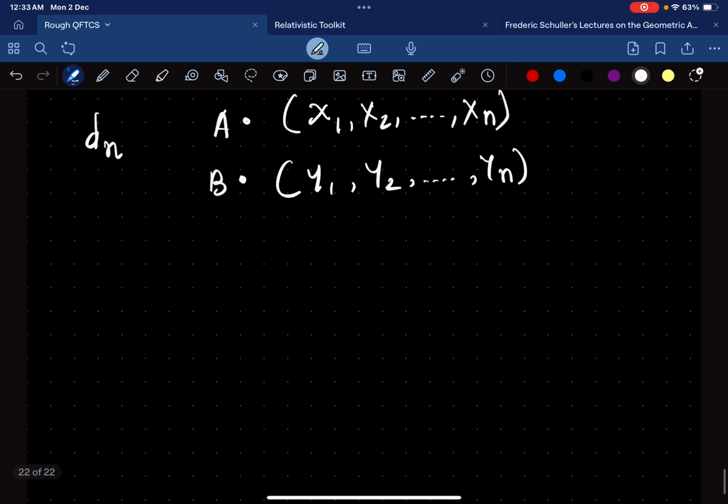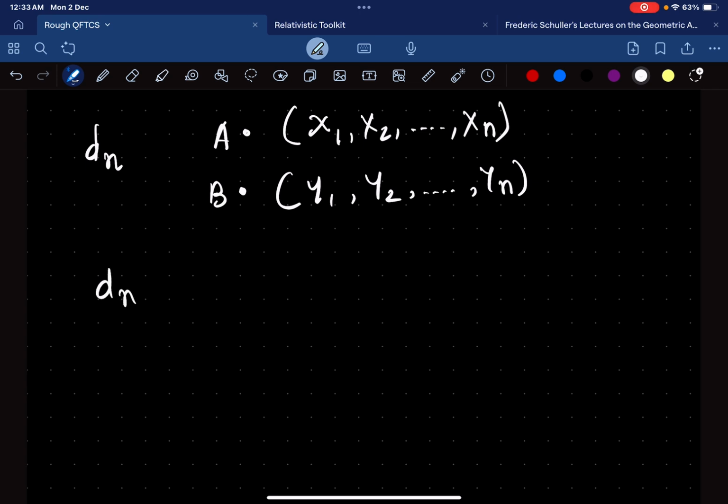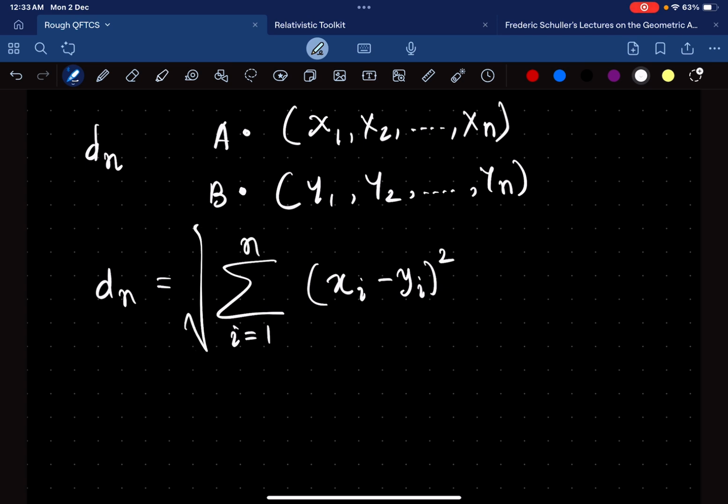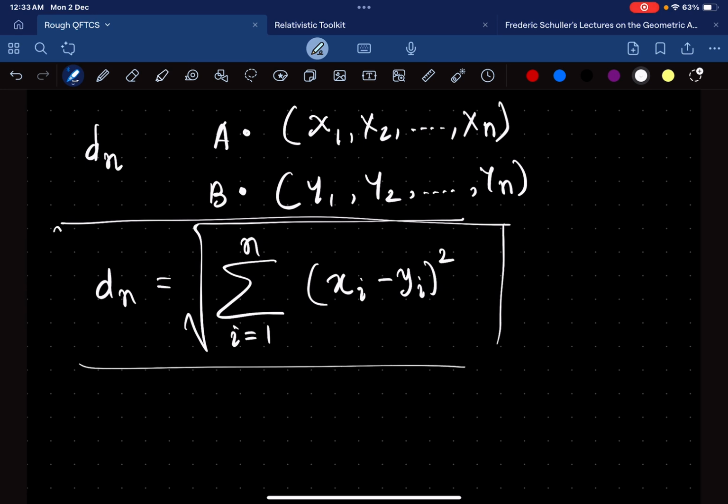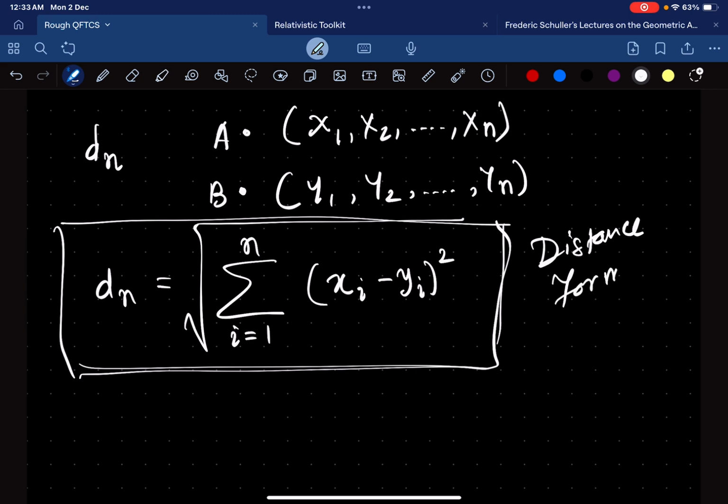Okay, so what's the distance between these 2 points? It is nothing but the summation of (xi minus yi) whole square from i equal to 1 to n, and then the root over the whole summation. Yes, this is the distance formula. You can check that this distance formula comes from Pythagoras theorem only.